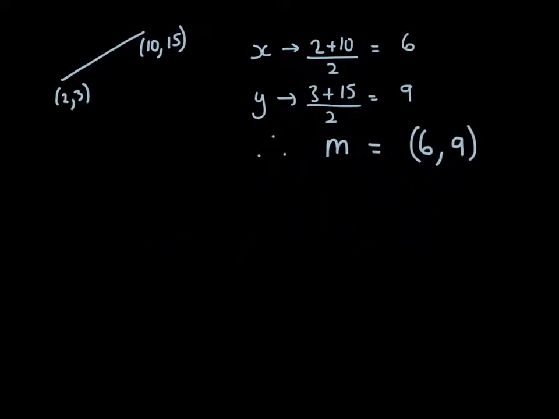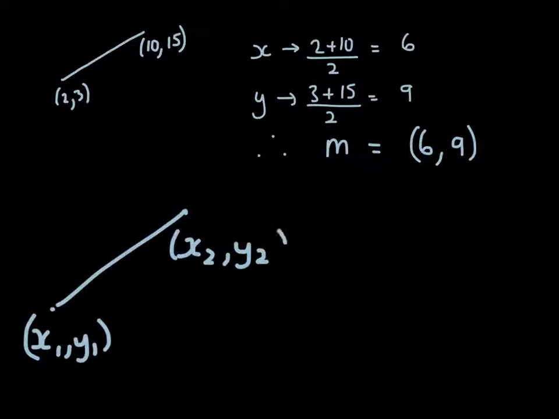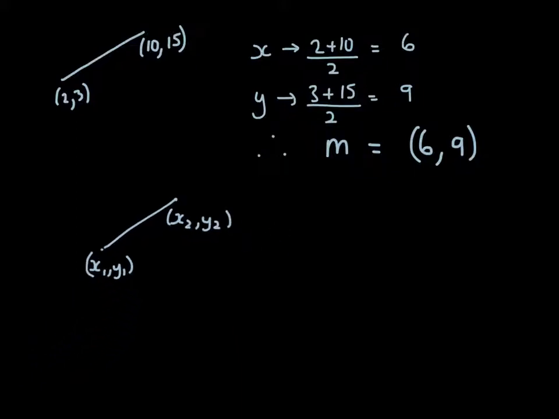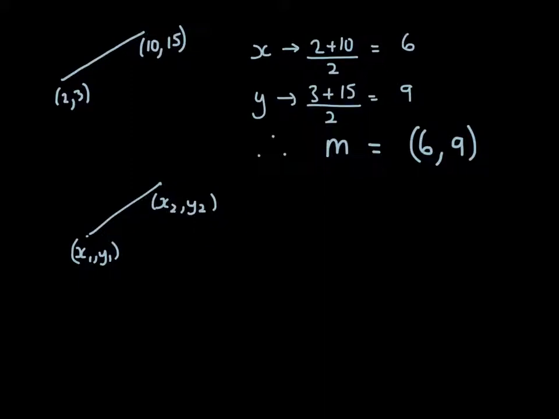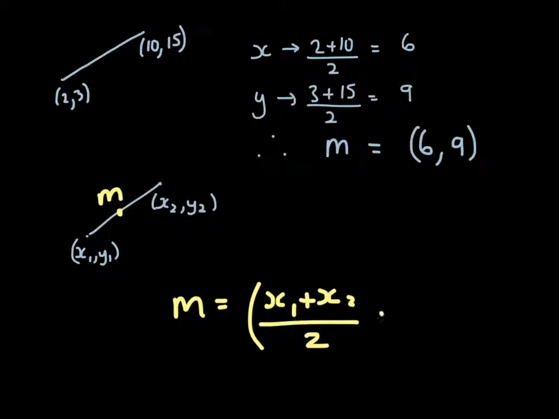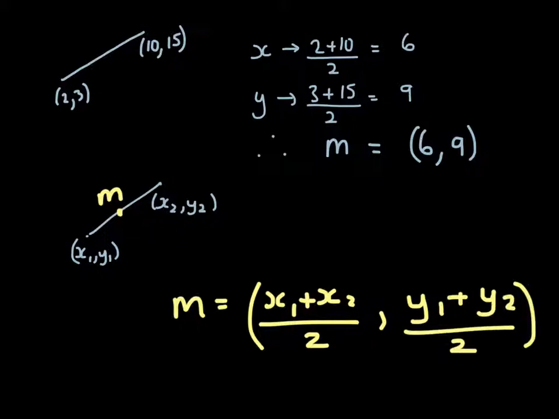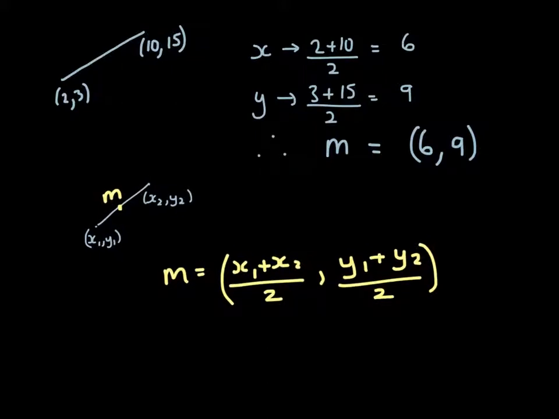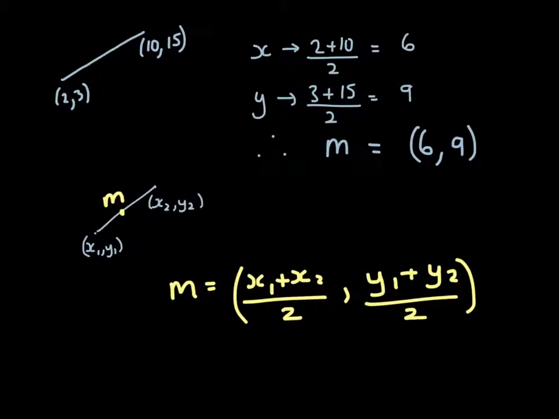Now if we'd like a little formula or a rule for that, if we go back to algebra and call the one coordinate x1, y1 and the other one x2, y2, then we can make a sort of formula for our midpoint. So midpoint M would be, we add the x coordinates and divide by 2, so x1 plus x2 divided by 2. And then we do the same with the y coordinates, y1 plus y2 divided by 2. And that is the rule or formula for finding the midpoint between two coordinates.